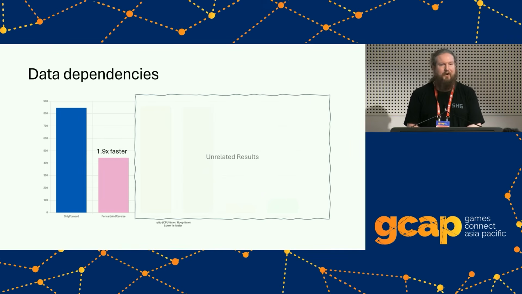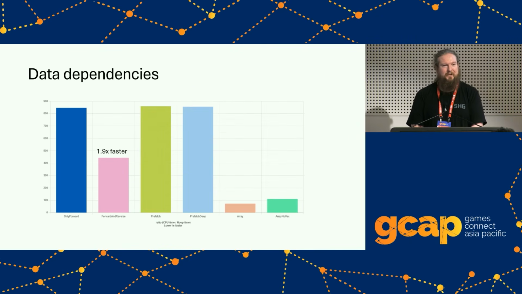And under these unrelated results, I've got a bunch of other things that people probably had ideas about, like how would I optimize this code a little bit? And one of the first ones of those is prefetching.